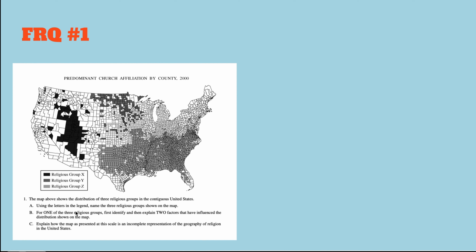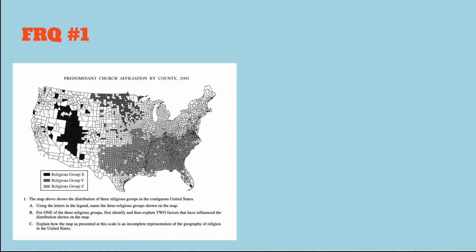Using the letters in the legend, name the three religious groups shown on the map. Now, this is more of a background knowledge question, but it isn't too difficult. So if you look at it, Group Z, that's in the southeast, Florida, Georgia, around that, Texas. You have Group Y, that's in the mid north. You have Group X, that's in the west, not far west in California, but around Midwest.